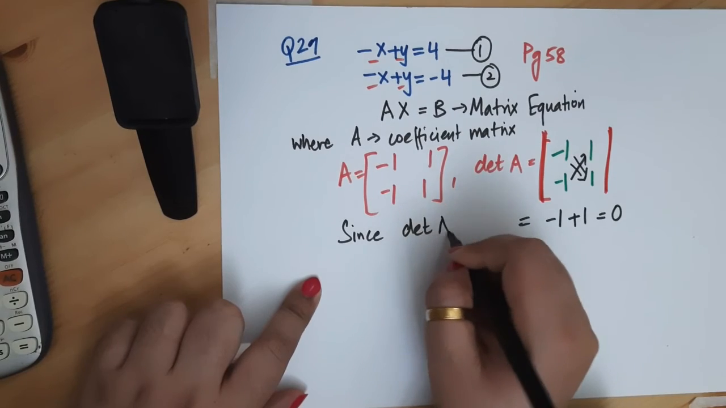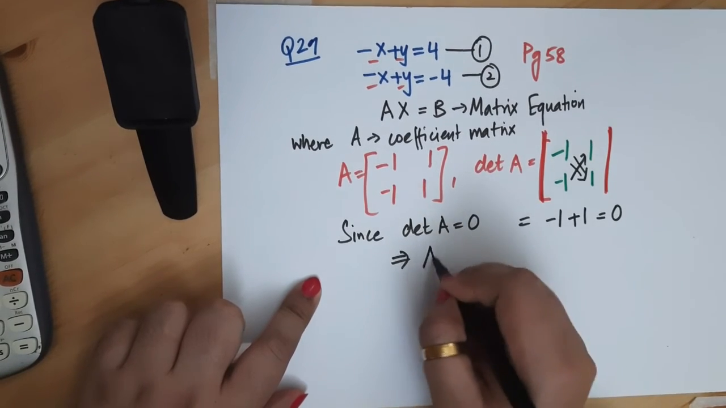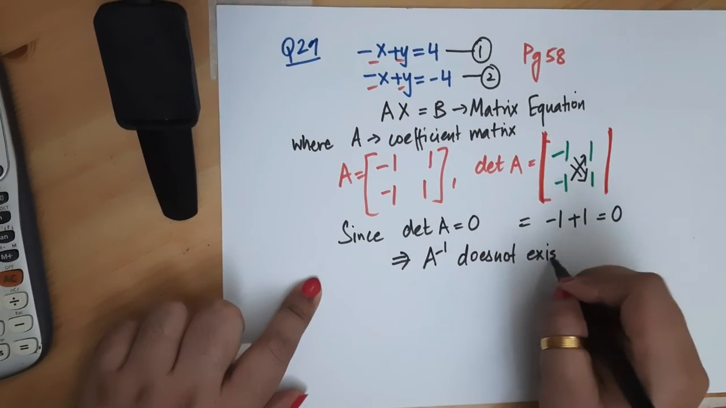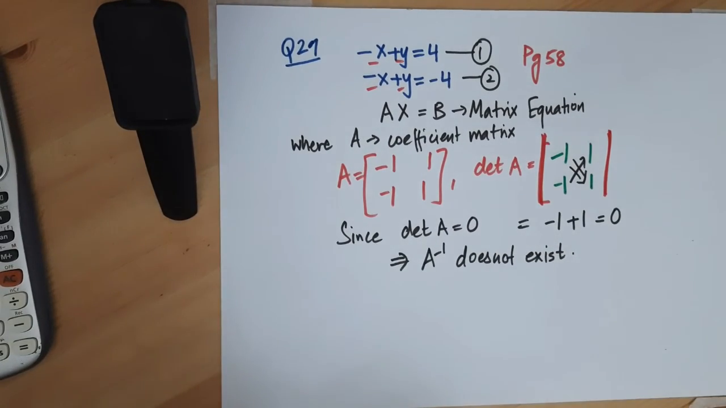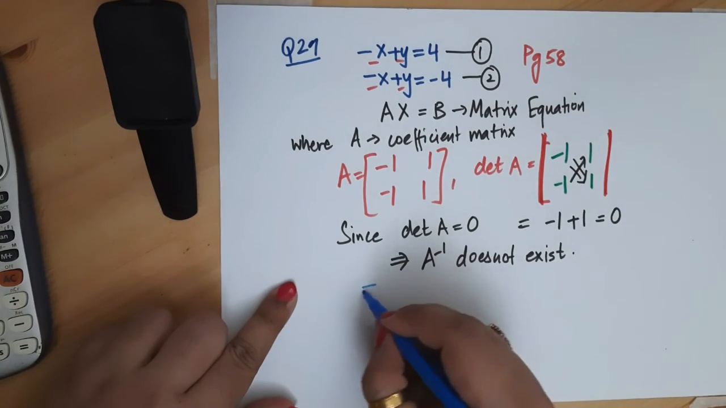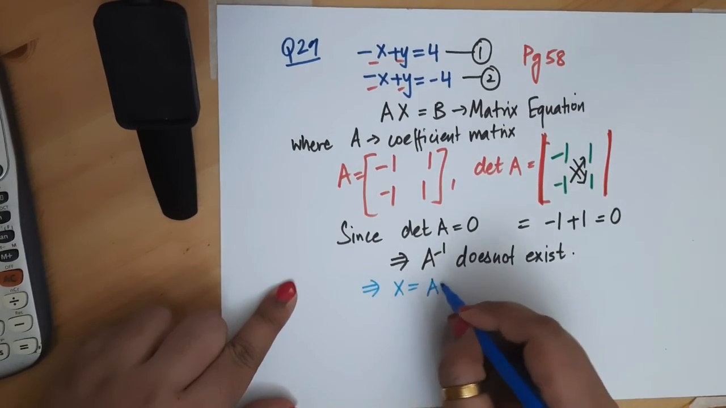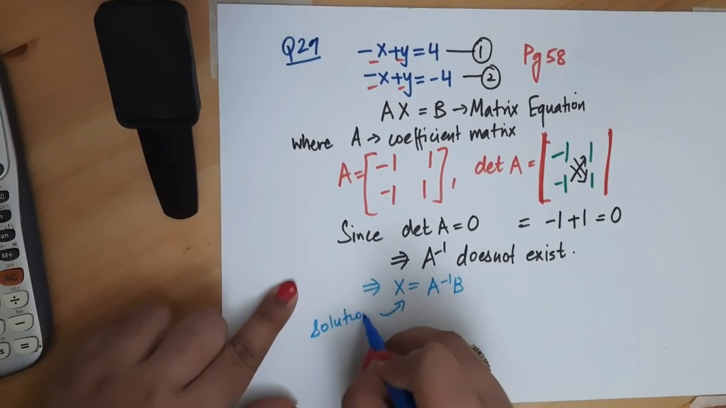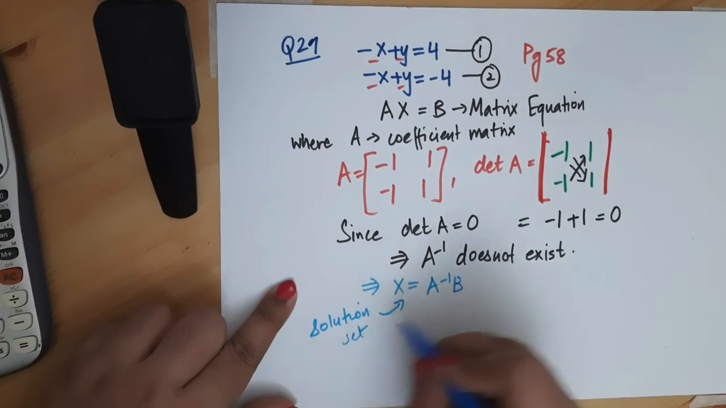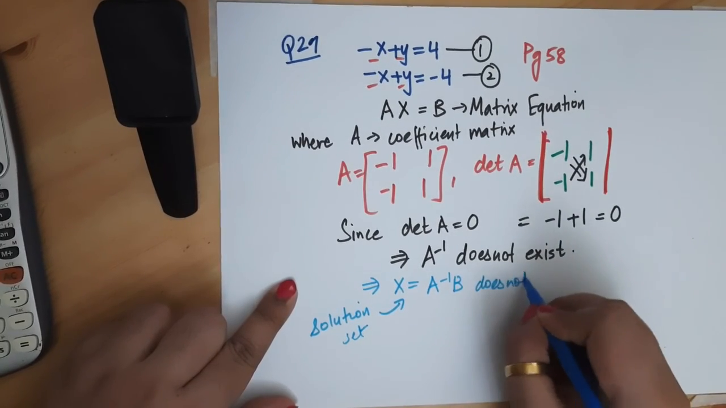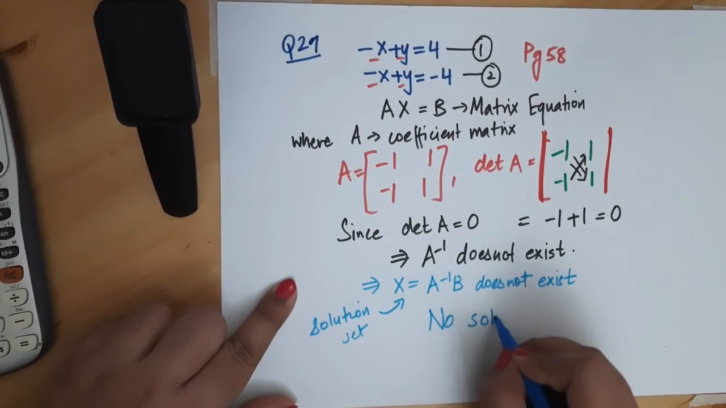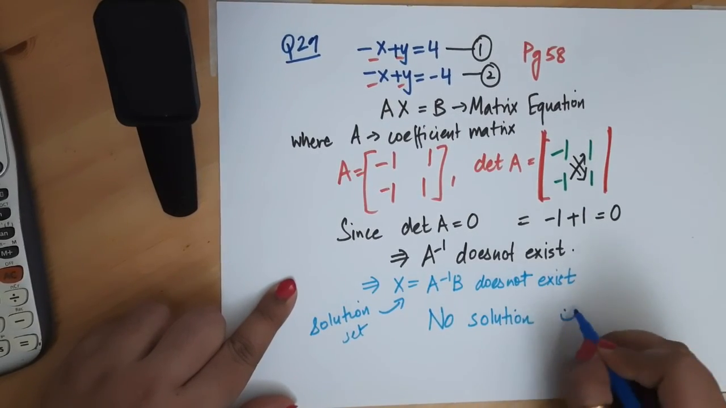And since the determinant of coefficient matrix is 0, A inverse does not exist. So now that you cannot find A inverse, how can you even think of finding the solution of this system of equations? So we conclude by saying that x equal to A inverse B also does not exist, or the solution set of this system of equations does not exist. So this system of equations, number 1 and 2, does not have any solution.